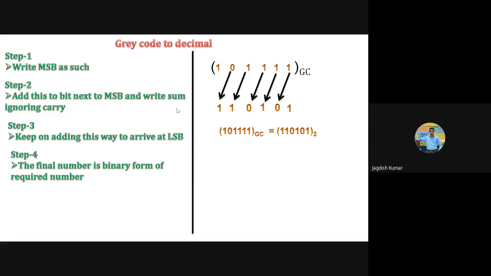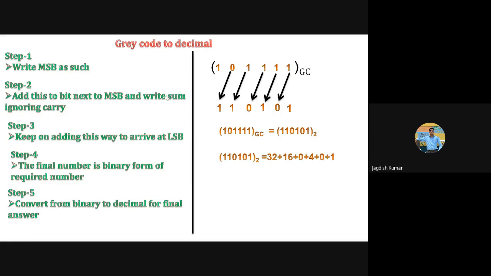So here, 101111 in gray code format is equal to 110101 in binary form. Now we have to check. The ultimate goal was to reach the decimal format. So what is this number in decimal form?